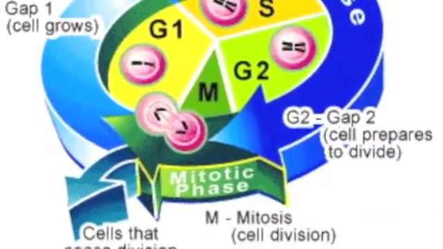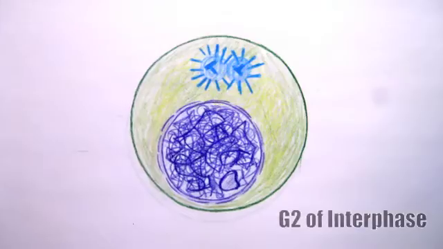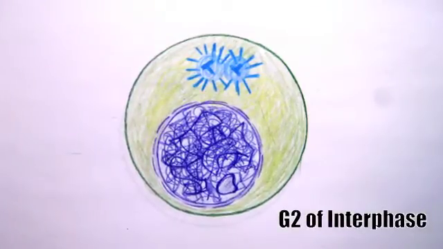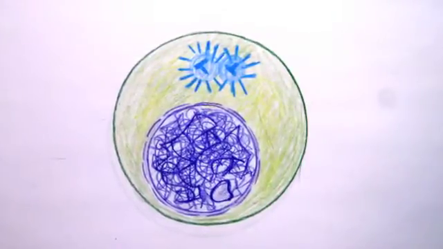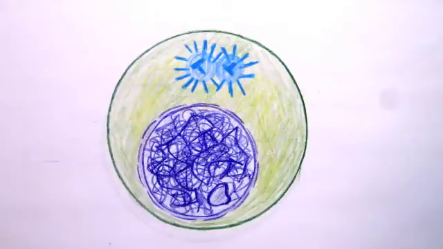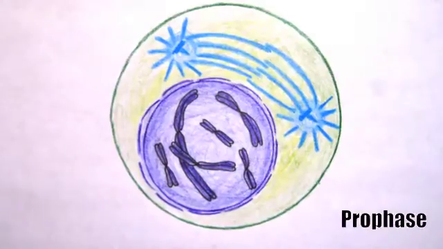After interphase is the mitotic phase, which consists of mitosis and cytokinesis. Mitosis can be separated into four stages: prophase, metaphase, anaphase, and telophase. In G2 of interphase, there are two centrosomes with centriole pairs formed by the replication of a single centrosome. The duplicated chromatin and nucleolus are bound by a nuclear envelope.